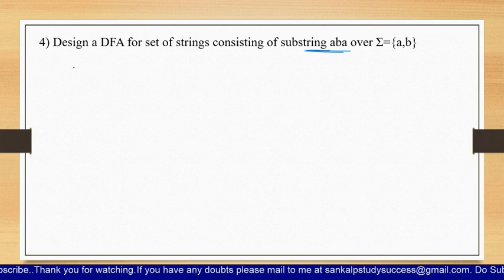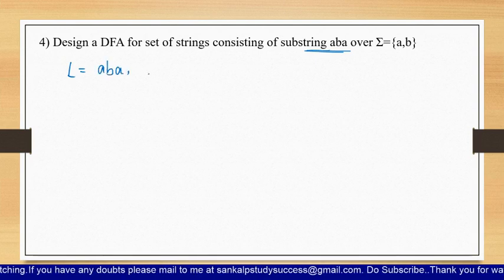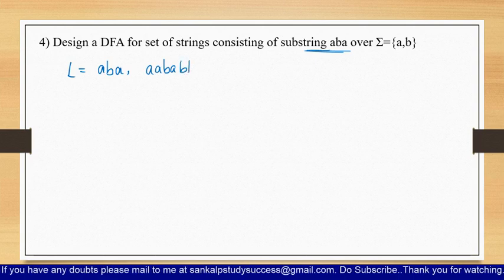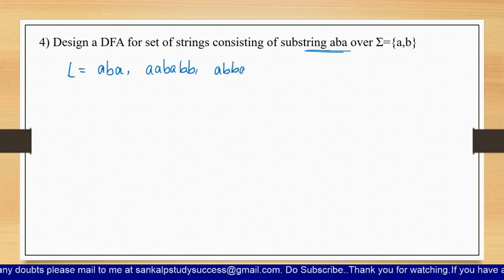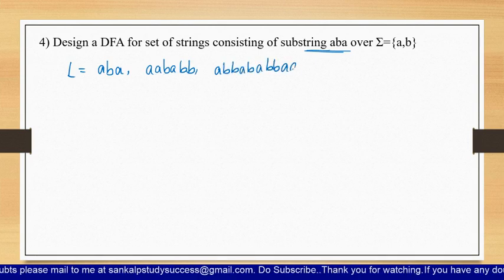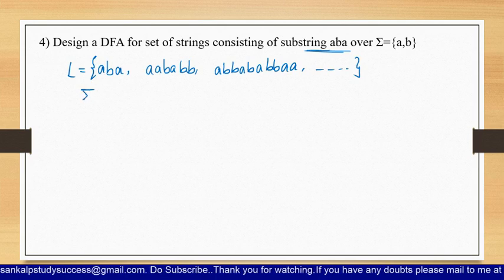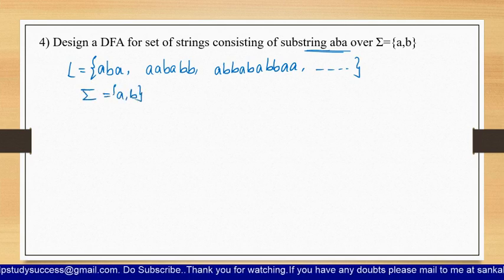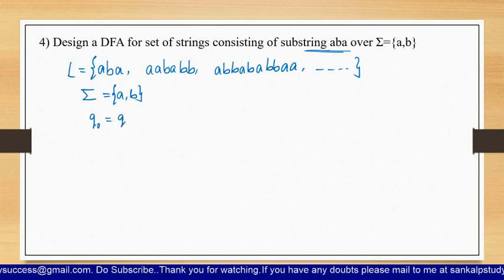Let us see the language generated from this set of strings consisting of ABA. We can take ABA, AABAA, BABA, BB, because ABA is there in the string, and also you can take ABB, ABA, BB, AA. The length of the string can be anything, but the string must consist of the ABA substring. In this way you are going to generate the language. Here our input alphabet is A, B, which is given in the question, and we are going to start with the initial state Q0.